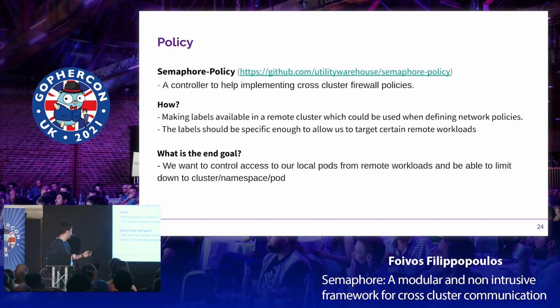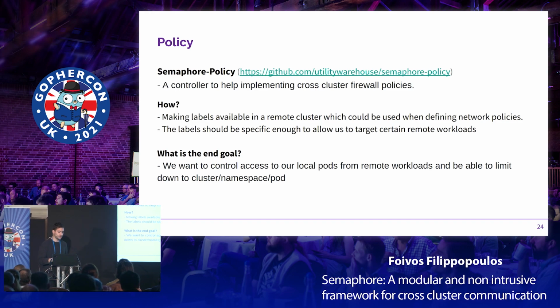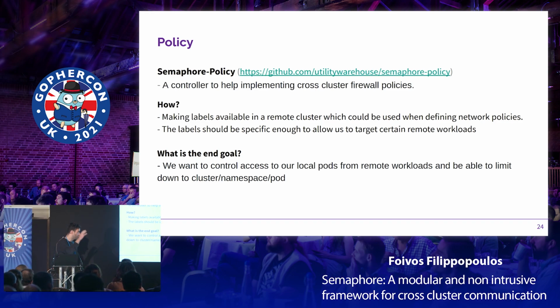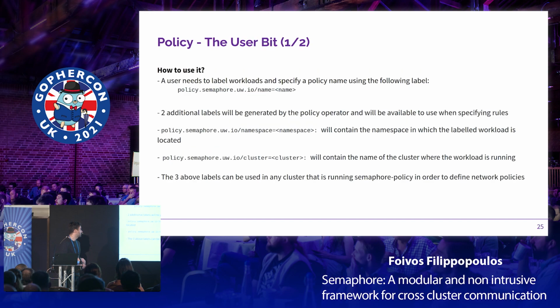Well, no surprise here, another controller that is going to run on all the clusters that need policies. This is basically how it will work: it's going to create and make labels available for us to use when we define network policies. Ideally, our end goal is to limit access down to specific cluster, namespace, and pods. So I can say only allow access from the GCP client namespace, client pod to my server on the other side.